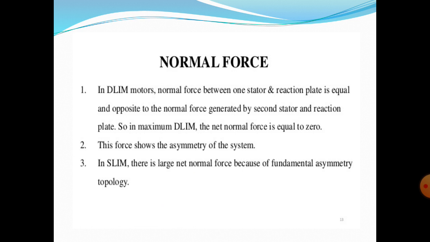The normal force between the one stator and the reaction plate is equal and opposite to the normal force generated by the second stator and the reaction plate. So in a double-sided linear induction motor, the net normal force is equal to 0. And that means the force shows the symmetry of the system.